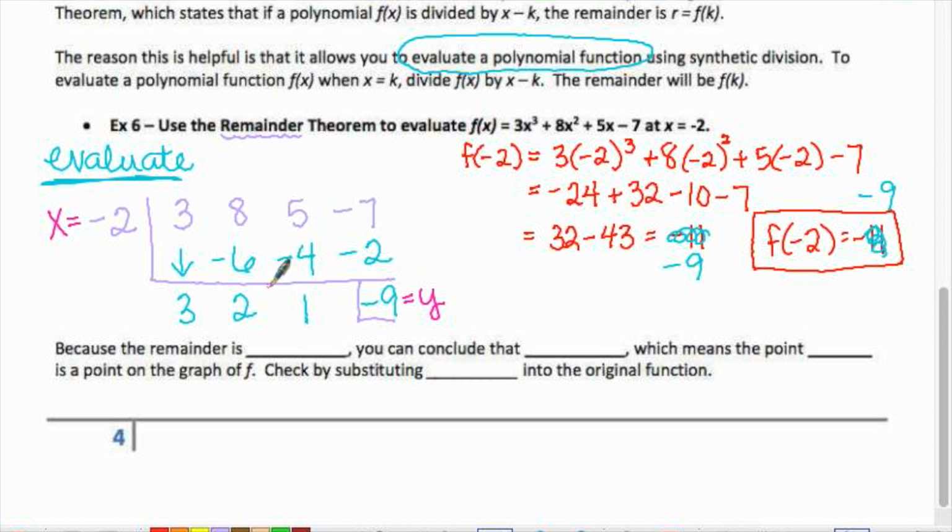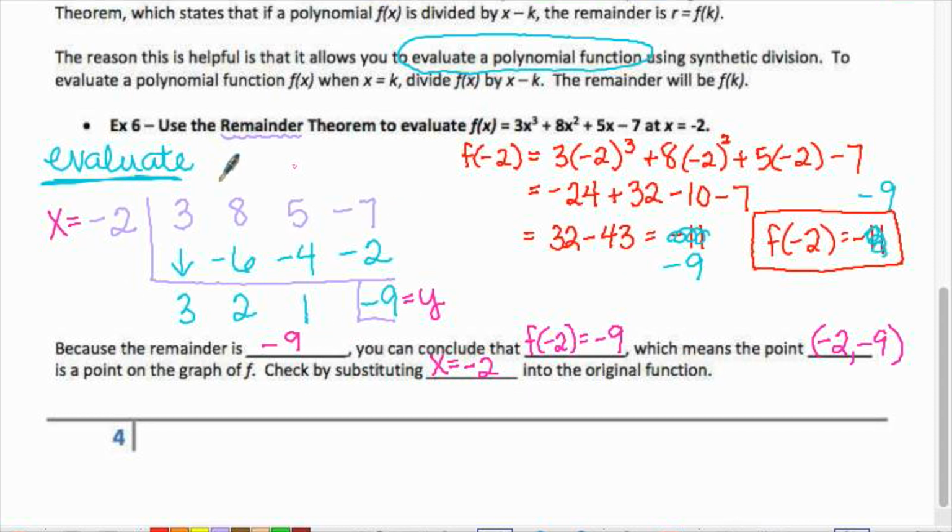So it's another way to evaluate the function at particular x values without having to go through and do all the work here and quite possibly make an arithmetic mistake like I did. All right, so because the remainder is -9, you can conclude that f of -2 equals -9, which means the point -2, -9 is a point on the graph of f. Check by substituting x equals -2 into the original function, which is what I did over here and should give you the exact same value if you didn't make a mistake. All right, so hopefully that makes a little bit more sense.